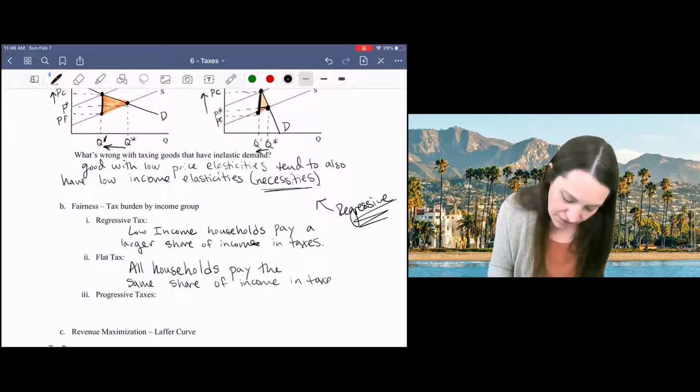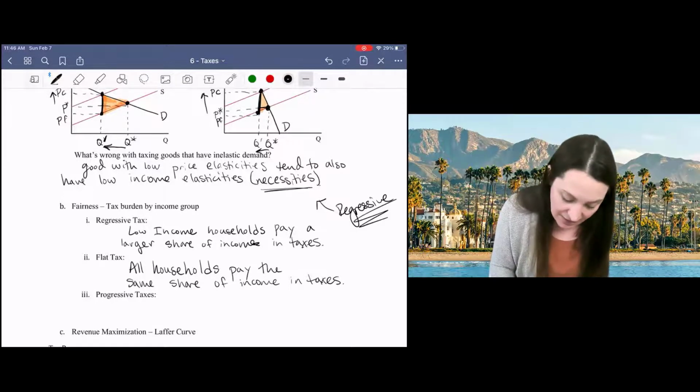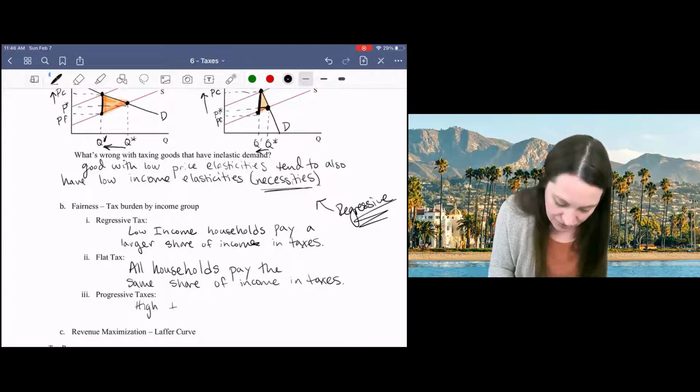And of course, a progressive tax is going to be the opposite of a regressive tax. Here, high-income households pay a larger share of income in taxes.